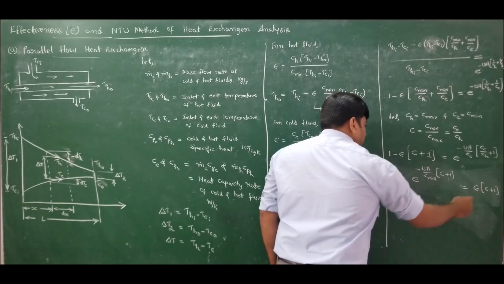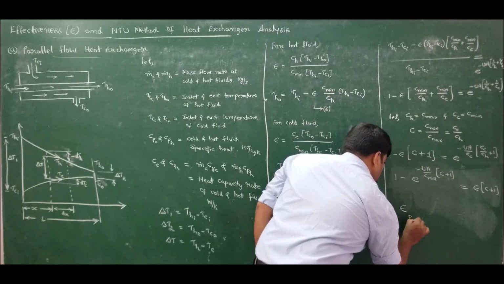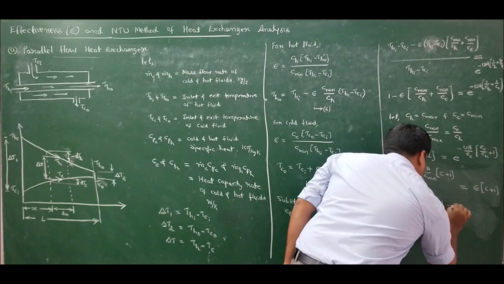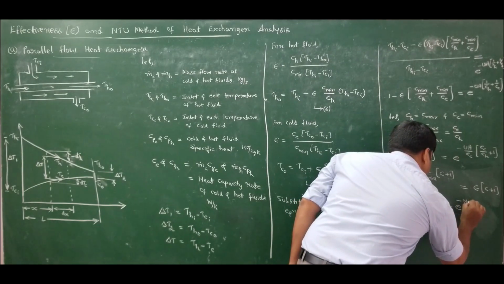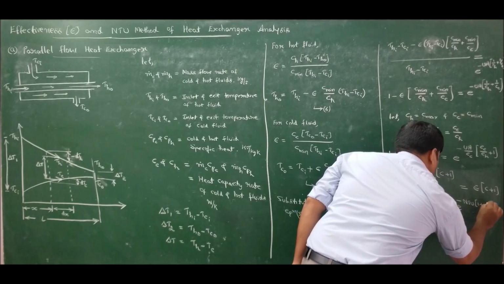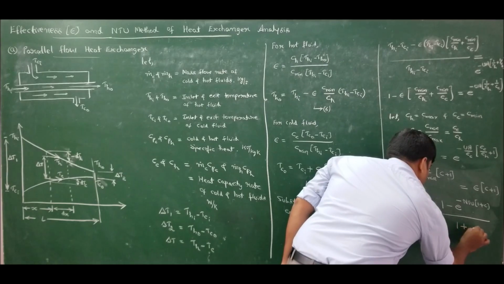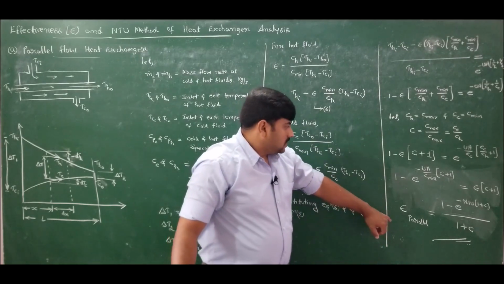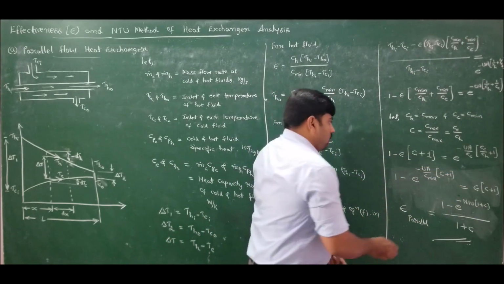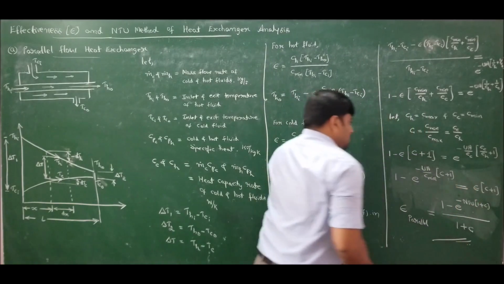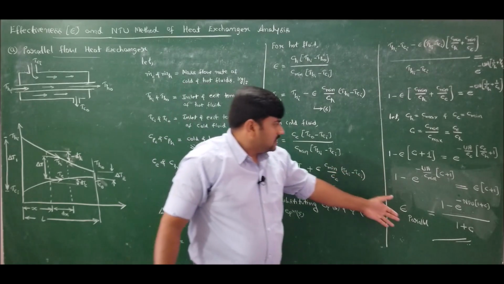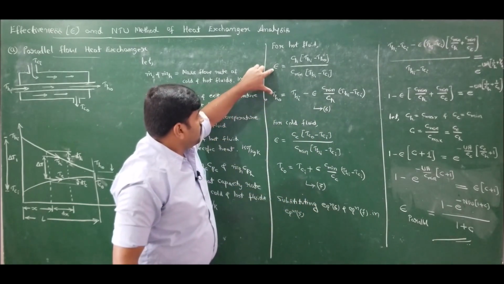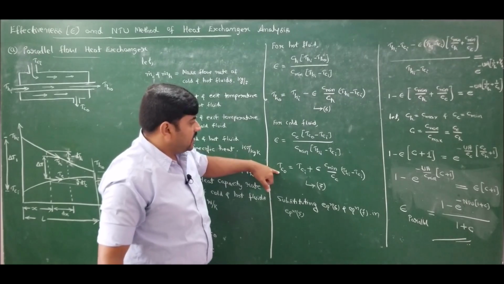So what is the value of epsilon? Epsilon for parallel flow will become 1 minus e to the power of minus NTU times 1 plus C, whole divided by 1 plus C. This is the expression for effectiveness for parallel flow, the relationship between effectiveness and NTU for a parallel flow heat exchanger. Once I know NTU, I can find the value of effectiveness. Once I know the effectiveness, using the definition for hot and cold fluid, I can find the hot fluid exit and cold fluid exit temperatures.